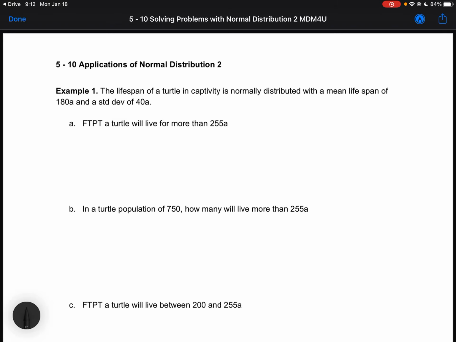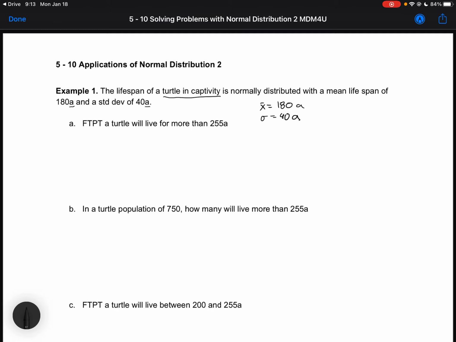This video goes over a few more examples of solving problems involving the normal distribution. In this example, we're going to look at the lifespan of a turtle in captivity, which is normally distributed with a mean lifespan of 180 annum, so 180 years, and a standard deviation of 40 years. So we've got x bar is 180 and sigma is 40.